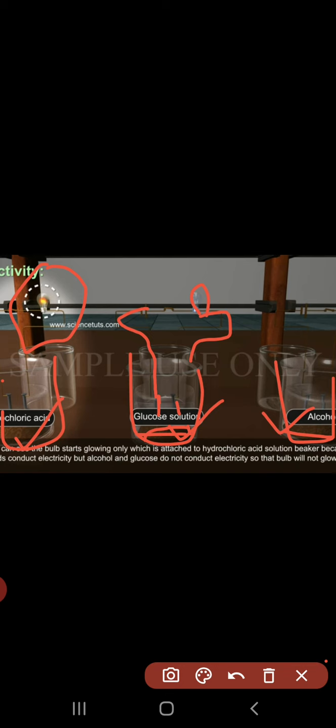Why does this not glow? Because here there is a generation of H plus ions. In this beaker there are H plus ions because HCl dissociates and gives H plus and Cl minus ions. So H plus ion is responsible for the conduction of electricity.